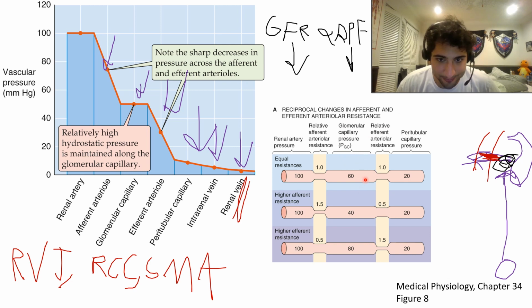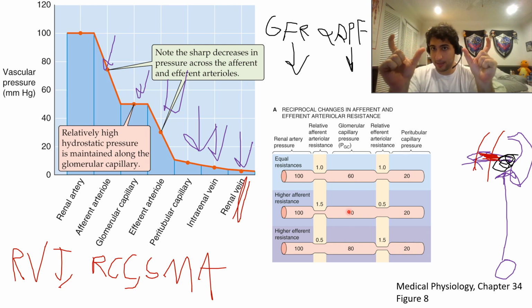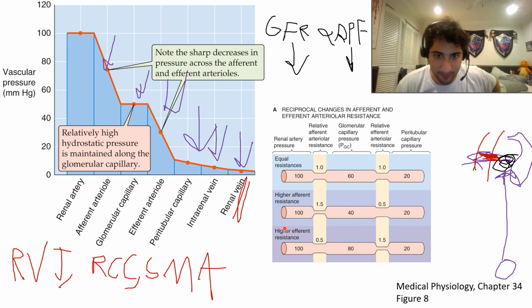It stays the same. Now what happens if you increase the resistance of the afferent? If the afferent constricts, you get poor flow in here. Notice how this drops. The pressure drops. And if PGC drops, GFR drops. Remember our mathematical relationship. It's PGC minus PBS. It's the pressure in the glomerular capillary minus the pressure in the Bowman space. So if that pressure cannot be maintained, you have problems.